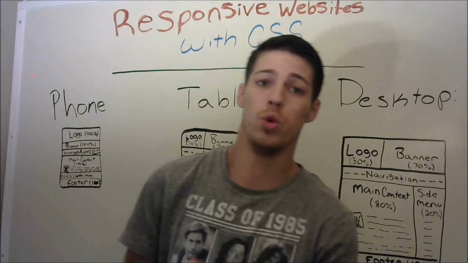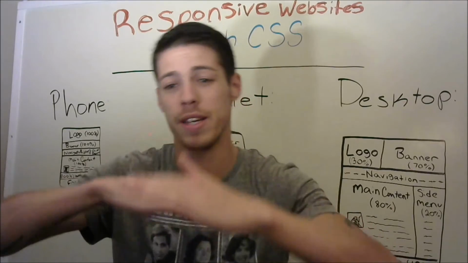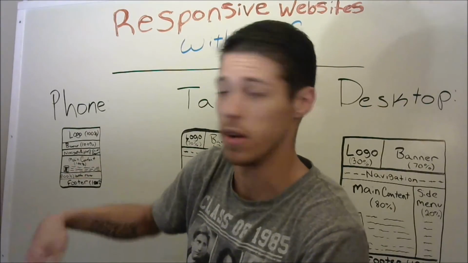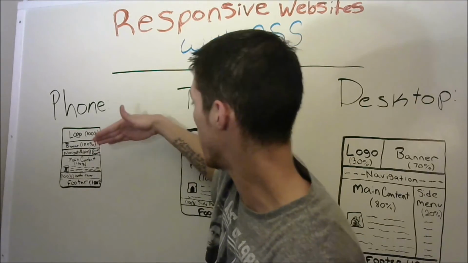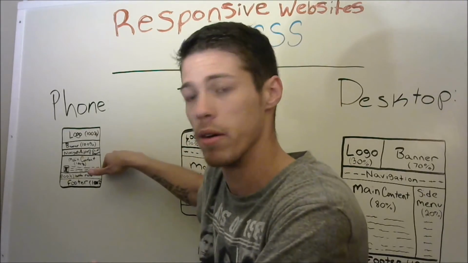But for a phone, you're going to pretty much have to stack everything on top of each other. That's pretty much what we have here, in this example. We have the logo, banner, navigation, main menu, and then we have that side menu, but it's on the bottom now, and then we have the footer.